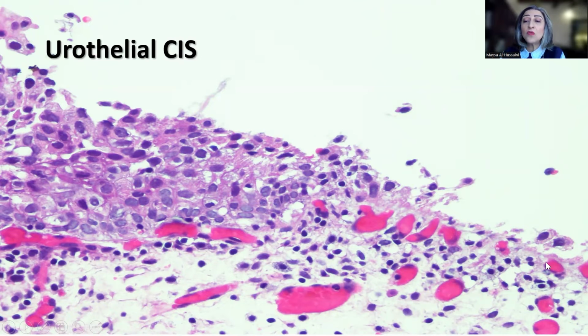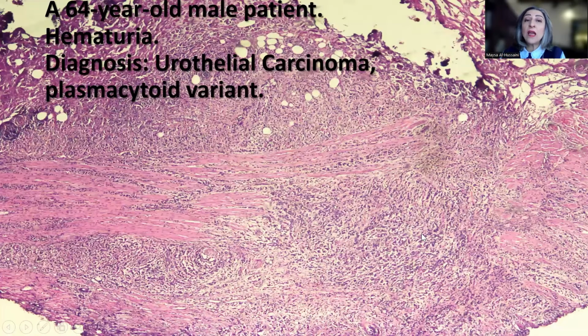And even at this focus, there is what is known as the denuded urothelial carcinoma in situ, where because of discohesion, the carcinoma in situ cells start to fall apart, leaving only bare basement membrane or only occasional urothelial cells attached to the surface epithelium. So the final diagnosis in our patient is urothelial carcinoma plasmacytoid variant.